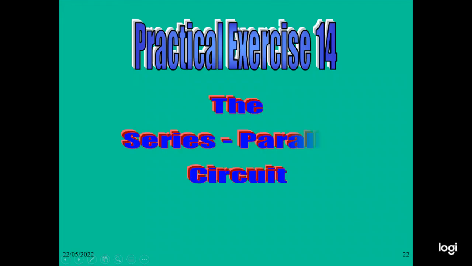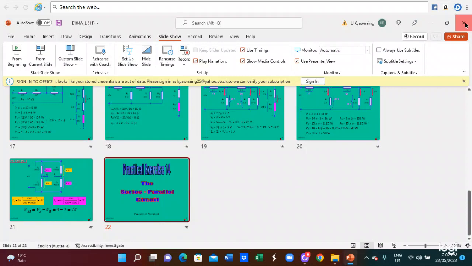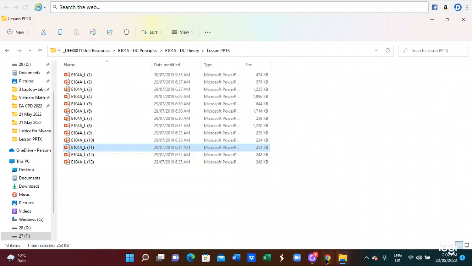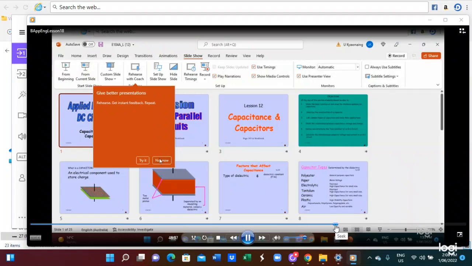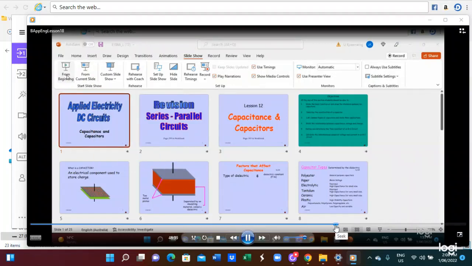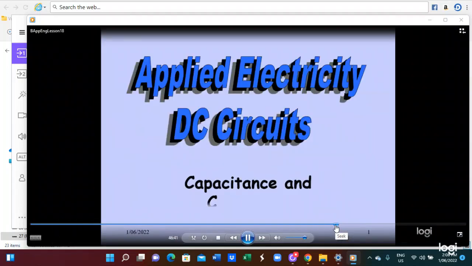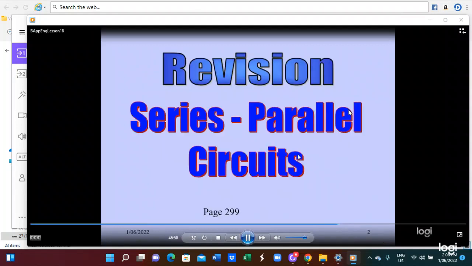Then you have to do the practical exercise. Series parallel circuit. Regarding the advanced diploma, you have to set the site. Apply electricity DC circuit. So capacitor and capacitance. Series parallel circuit you have to revise. Lesson 12, the capacitor and capacitance.